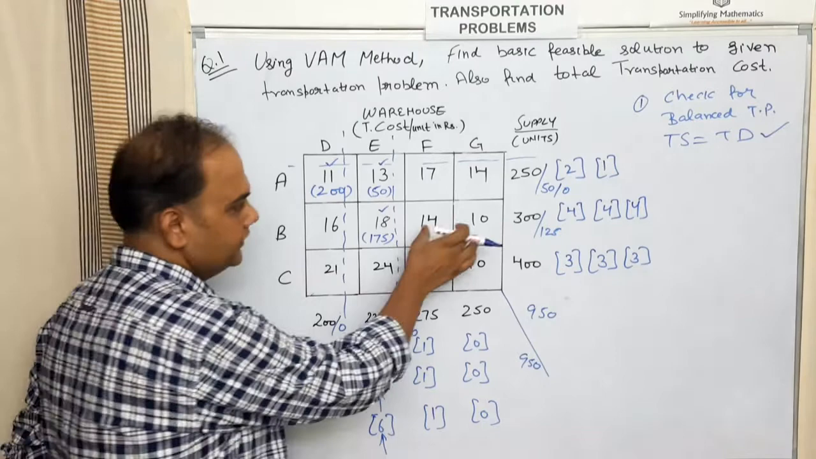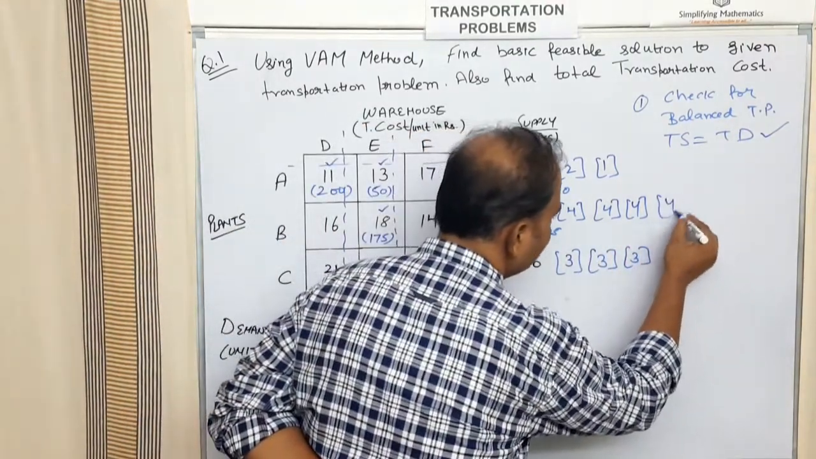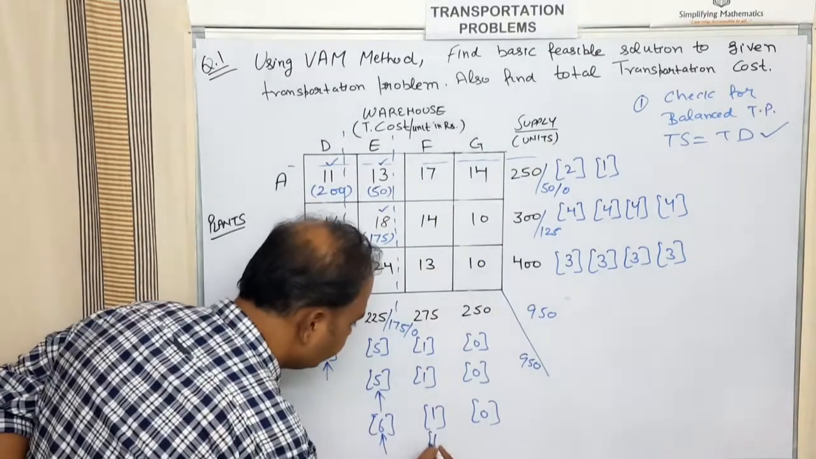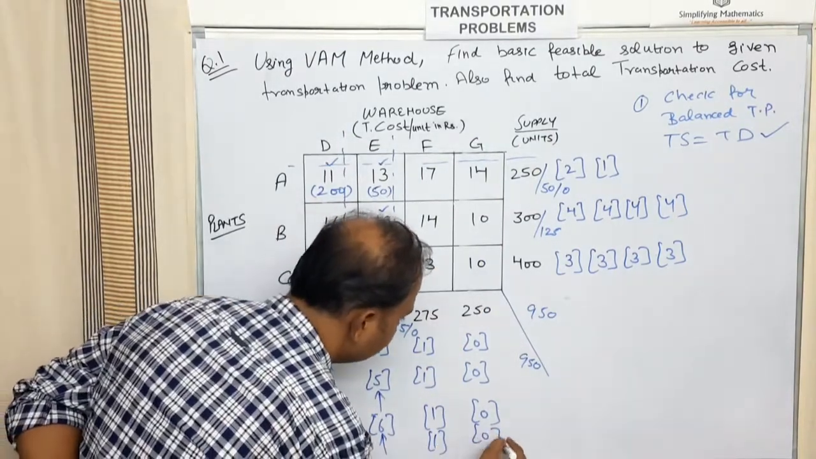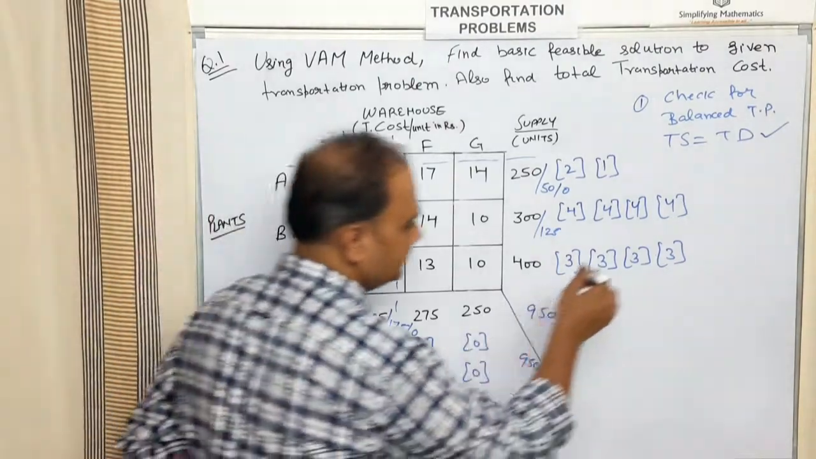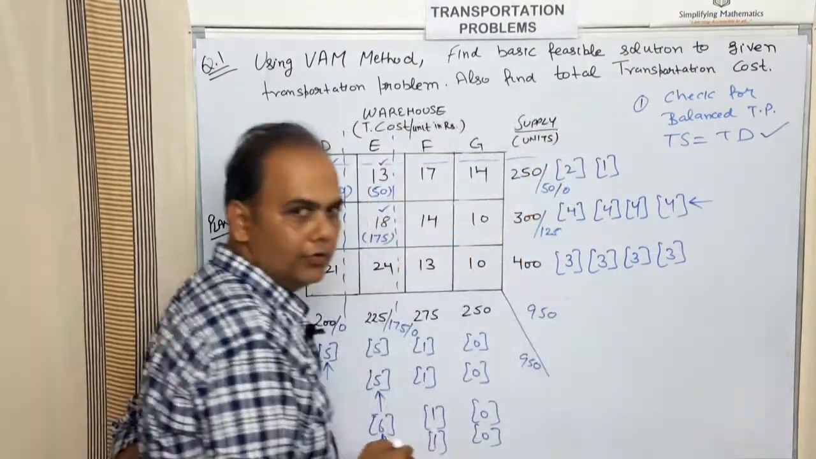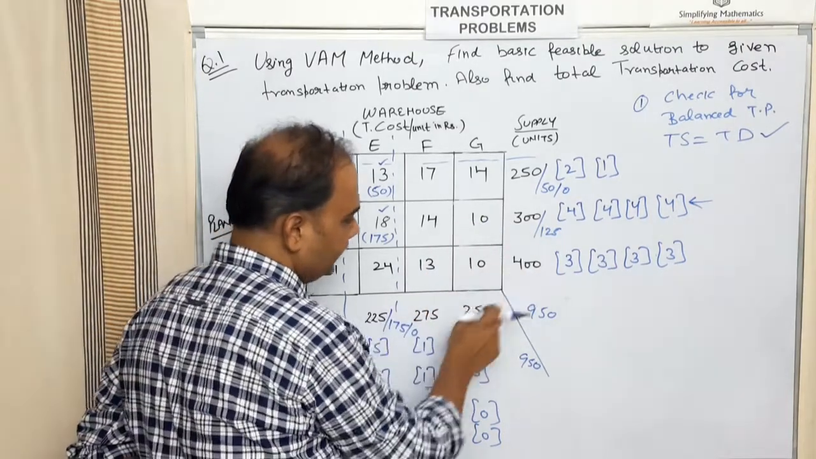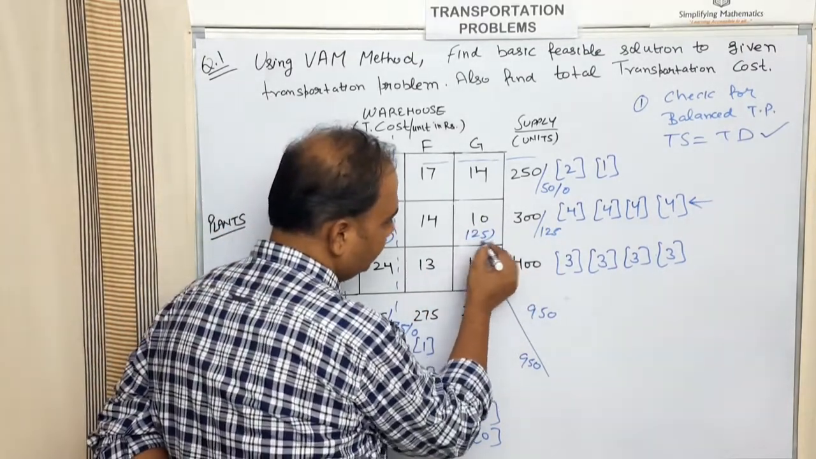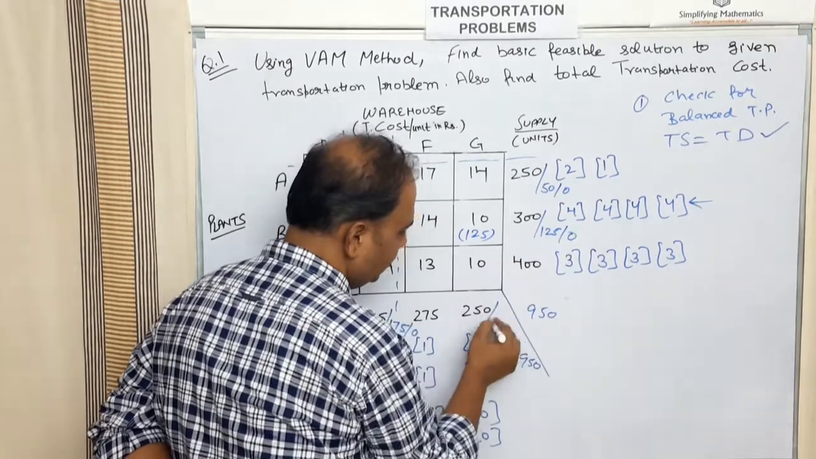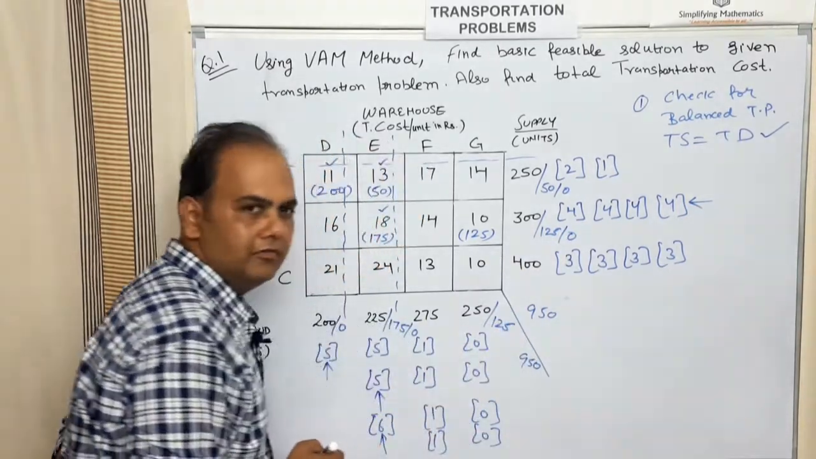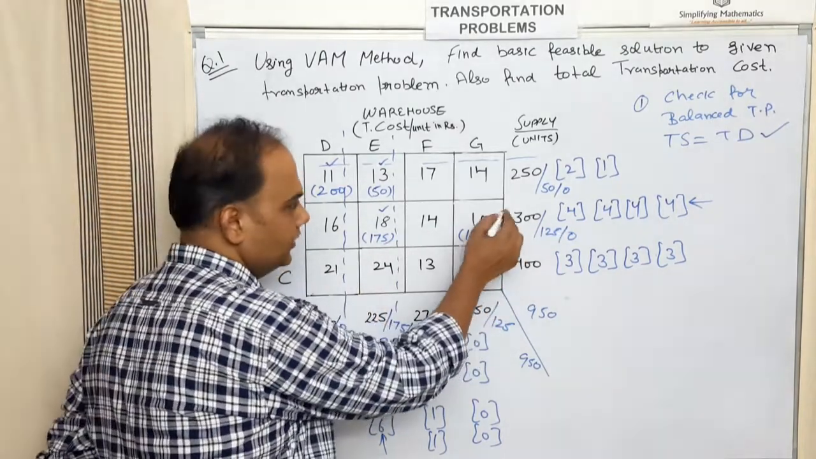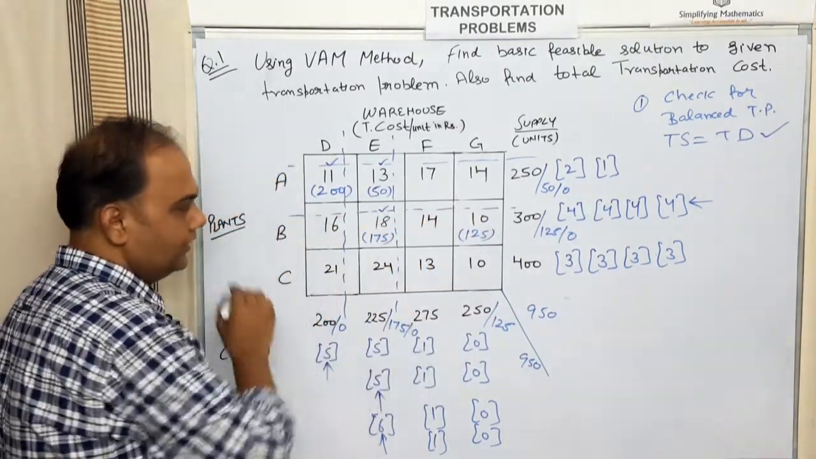Again repeat the same procedure. The differences of these values: 4, 3, 1, 0. So which is maximum? 4. Which is minimum then? 10. So how many units are to be allocated? 125. So this 0 will become 125. Therefore for this plant B, the supply is also completed, so we will cancel it out.